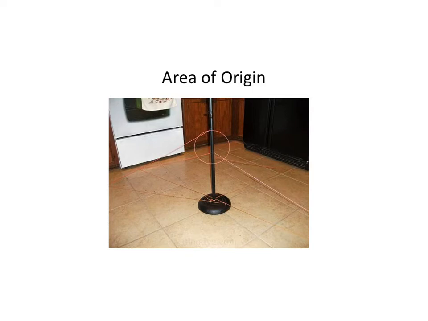You can also sometimes get an idea if there was more than one blow, because if you have more than one area of origin, then that would be an indication that there could possibly be more than one blow, or the victim was falling or moving whenever he or she was being hit.